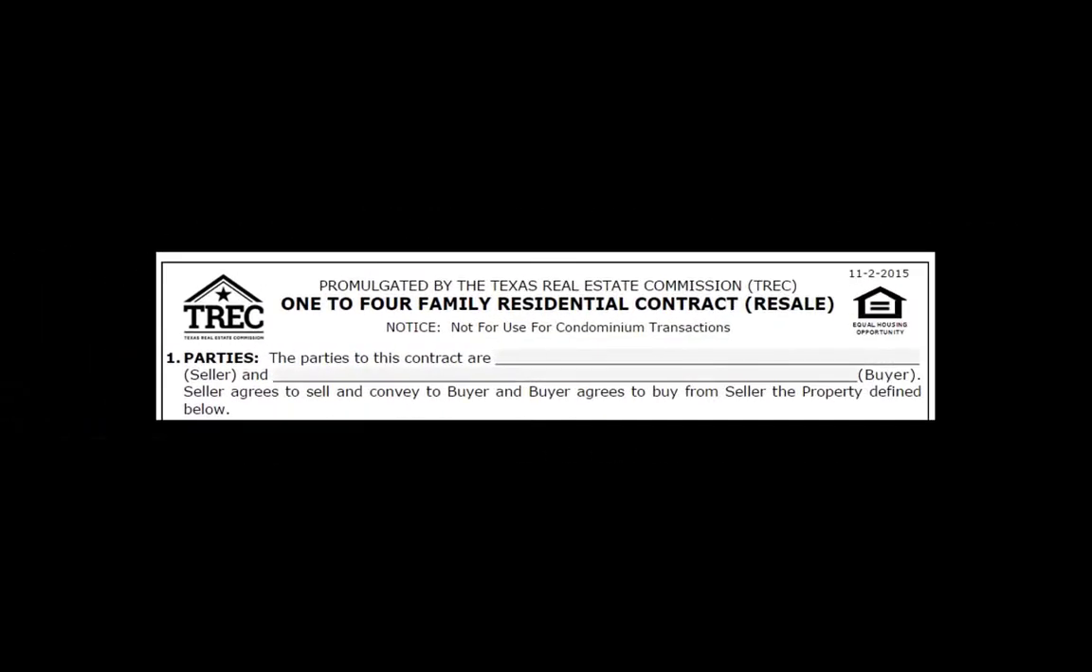If you're the listing agent, then this is a good opportunity for you to just verify and make sure that there isn't anything weird going on with the ownership.